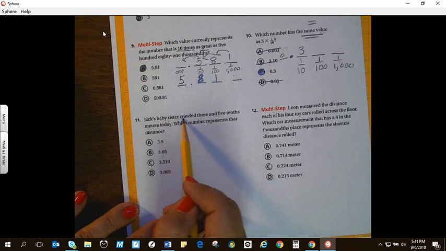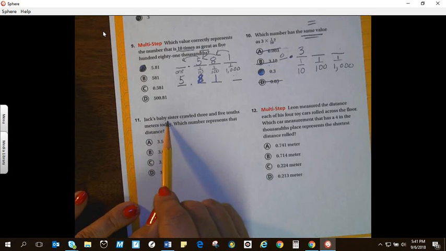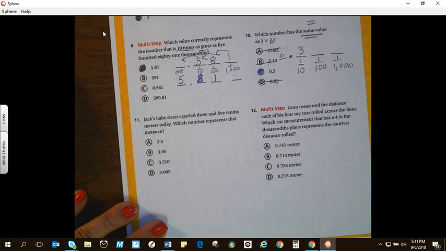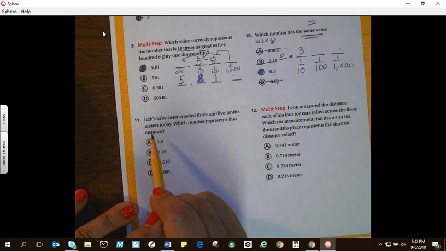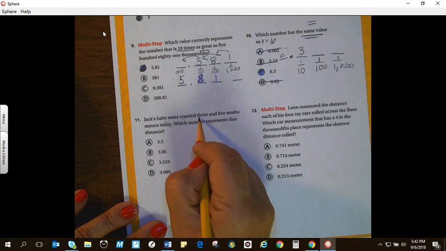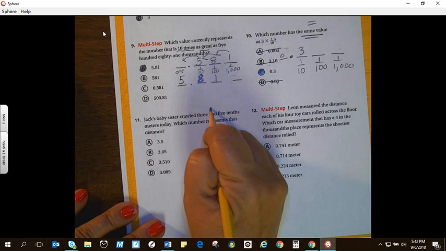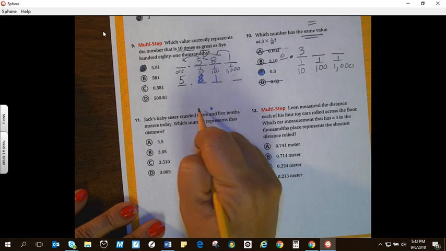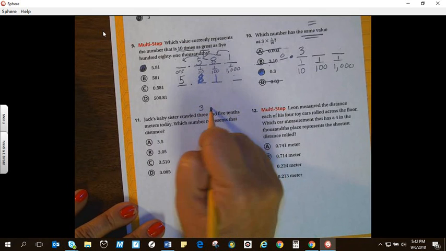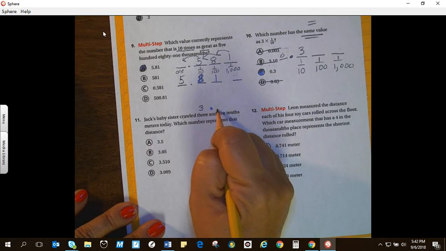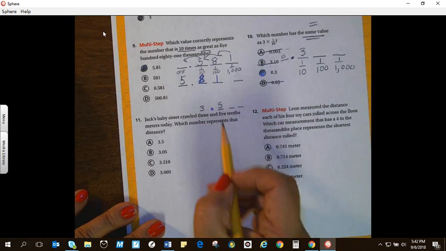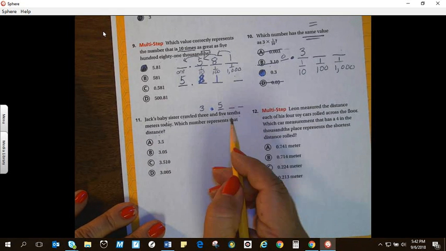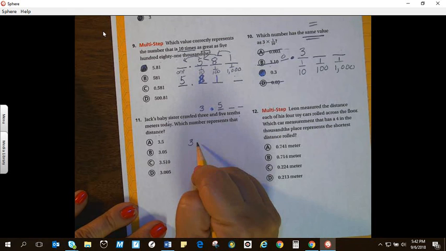Jack's baby sister, she crawled 3 5/10 meters today. Which number represents that distance? Okay, so it's 3 and remember that decimal represents the and. So I'm going to write the number 3, and is my decimal, and it says 5/10. And I know that if I had my lines, it's 5/10 meters. Which one represents that distance? Well, I've already kind of showed my evidence. So I have my 3, my and my 5/10.